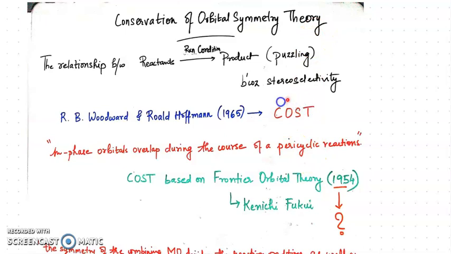Please do not write COST in your examination, because this acronym I have not seen anywhere else being used in the standard textbooks. So please do not use this acronym. I have used it only for teaching purposes right now. So please mention it as conservation of orbital symmetry theory.